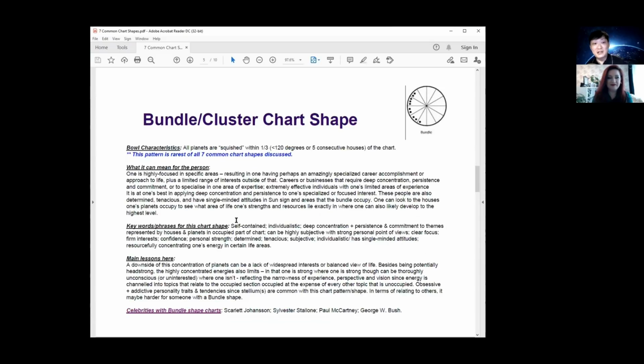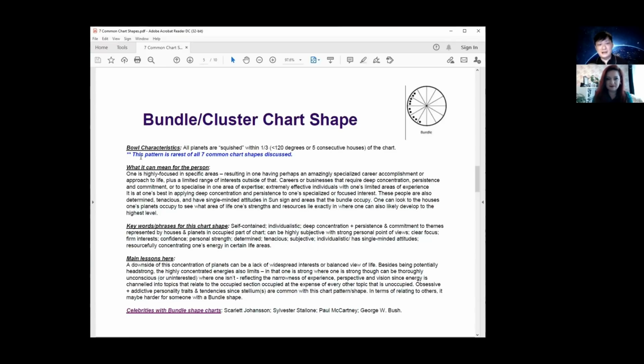So for the next chart shape, we'll talk about a more concentrated energy, which is called the bundle or cluster. And this is defined by all the planets being squished within 1/3, that means within 120 degrees of the zodiac wheel, or 5 consecutive houses within the chart. And I've also put here that this is actually what I find the rarest of all these 7 common chart shapes that we're going to discuss.